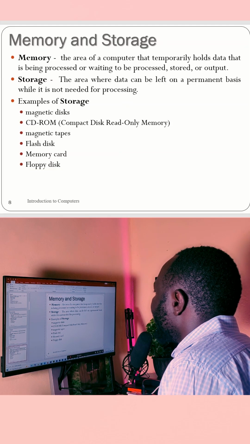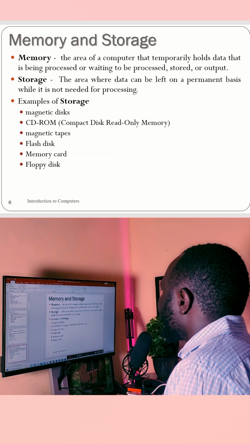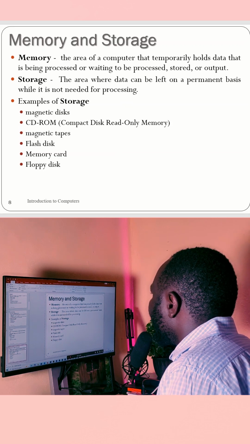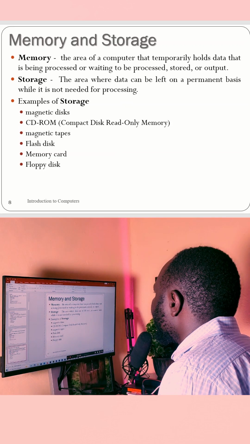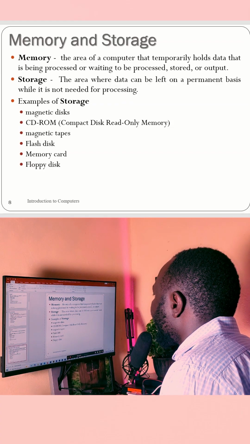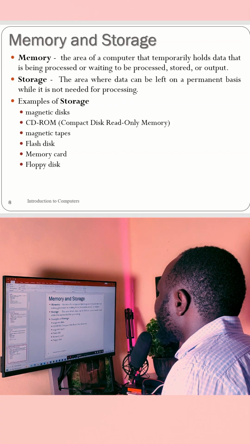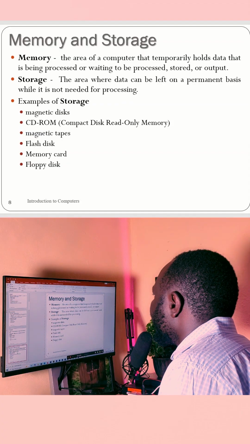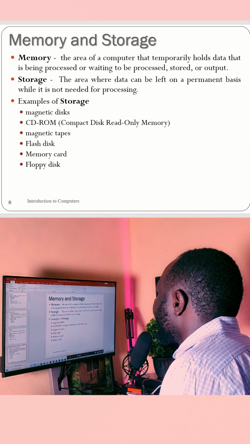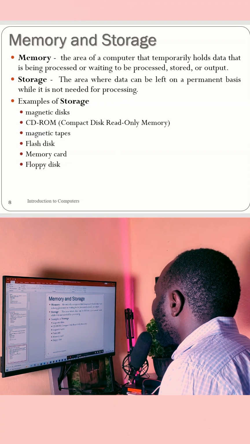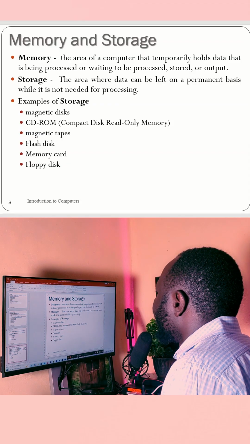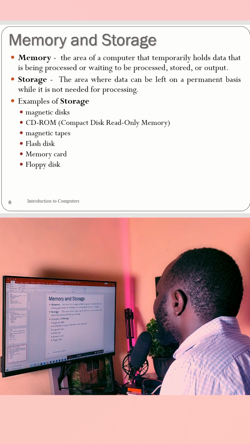Yes, when you're looking at the memory, this is just a temporary storage, meaning that it can only hold the data for as long as there is power on the computer. And the example of this is what we'll call RAM, which stands for random access memory, which holds the data for as long as there's power on the computer. Once you power off the computer, it loses that data.